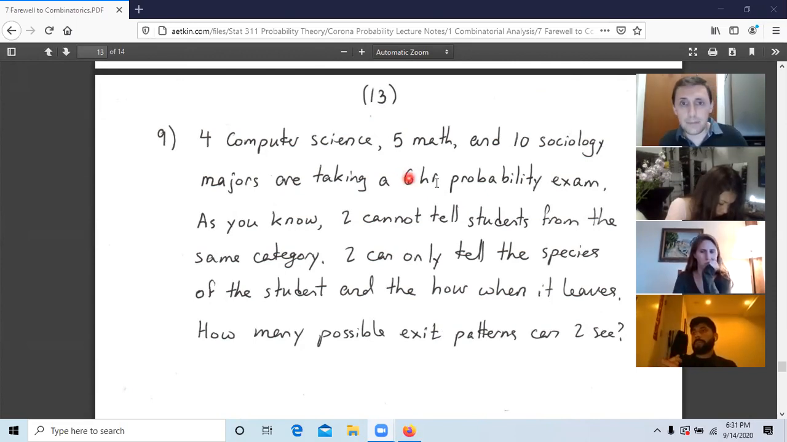And so the exam is 6 hours. And let's say what I report is which category of students, how many of them, leaves at each hour. So let's say I have hour one, hour two, hour three, hour four. It doesn't matter when they leave during the hour, I just consider it as one hour, right? If you leave between 12 and 12:59, you left within the same hour, okay? So what I note is how many students from each category left in whichever hour. And I want to know how many possibilities there are.